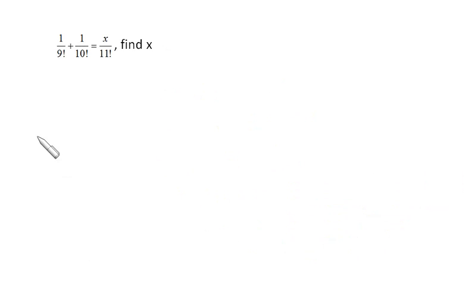Now let's see this question. Here we have to find out the value of x. That means first of all, let's take the LCM of the left hand side. And as we have already discussed, what will be the LCM of 9 factorial and 10 factorial? It will be 10 factorial, right? So if I divide 10 factorial by 9 factorial, what I'll be getting? I'll be getting 10 only. Then plus 1 is equal to x by 11 factorial, which can be written as 11 into 10 factorial, right?